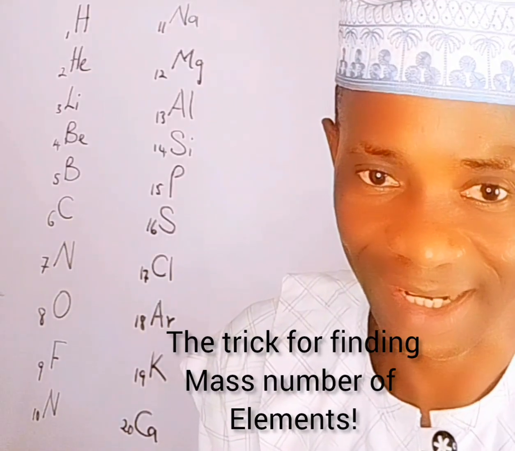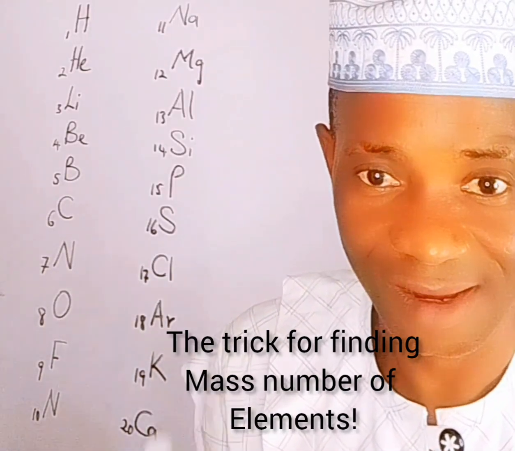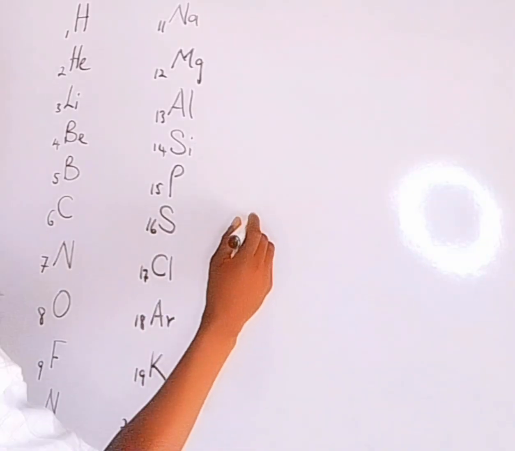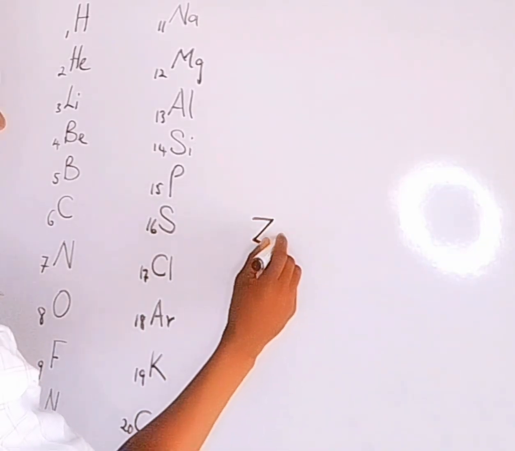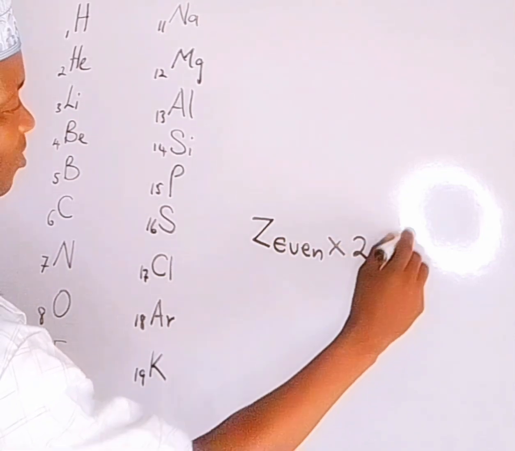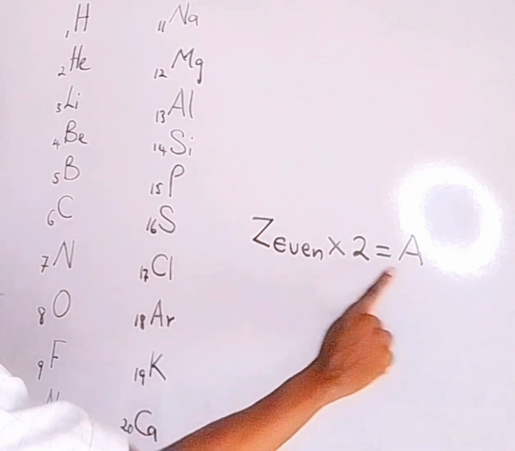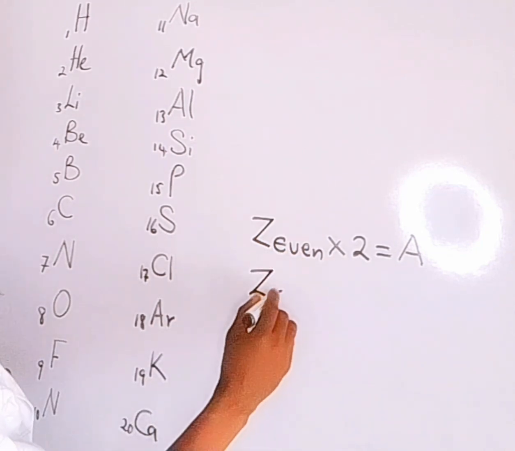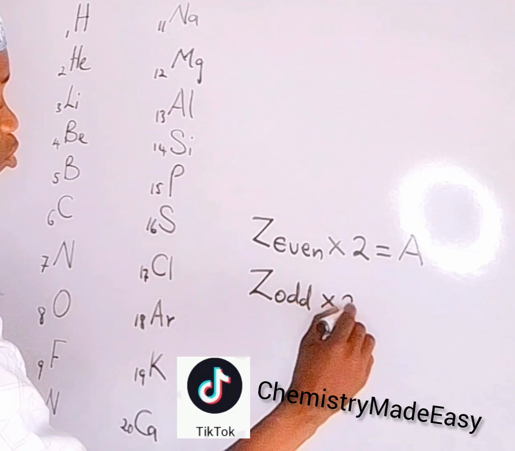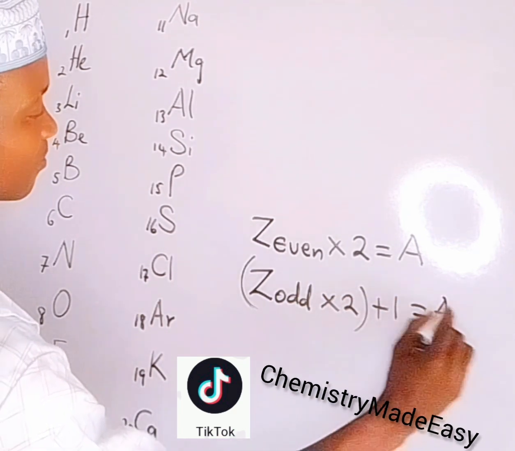There is a trick you can use to find out the atomic mass of any element within the first 20 elements. The trick is simple. If the atomic number is even, just multiply it by 2 and you get the mass number. Remember, Z is atomic number, A is mass number. But if the atomic number is odd, multiply by 2 and add 1 to it. You will get the mass number.